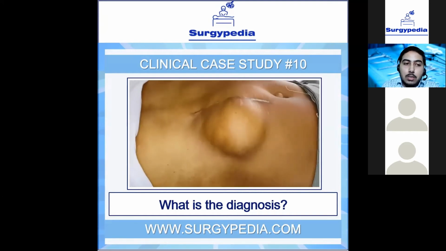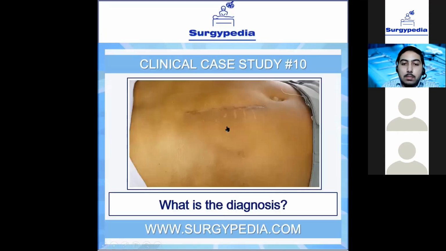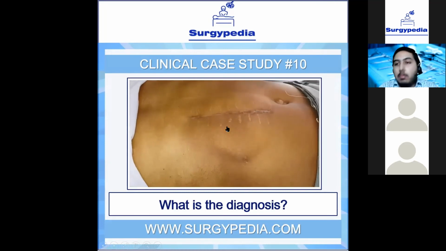Yes. So we got correct answers. Yes, everyone could correctly answer this one. So yes, a lot of correct answers here. So incisional hernia. So why incisional hernia? Because of course we can see an incision here, and when we ask the patient to cough, yes, we can see positive cough impulse, which is a very important feature of any hernia.